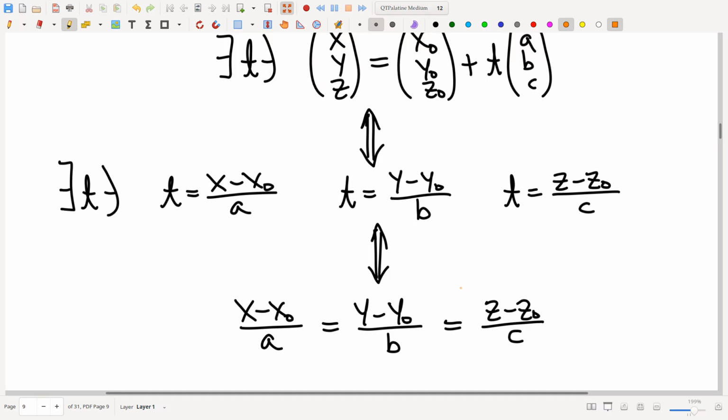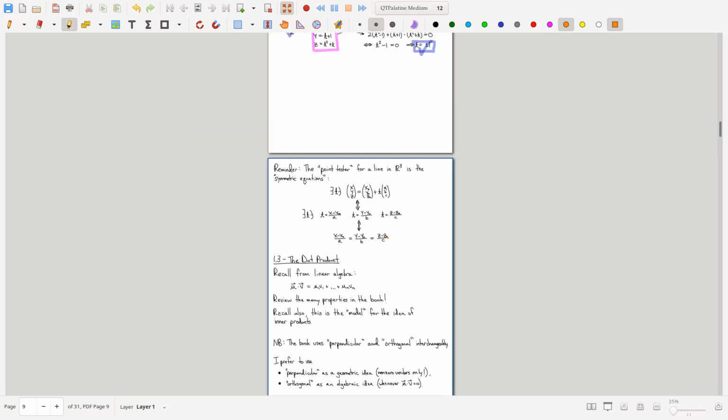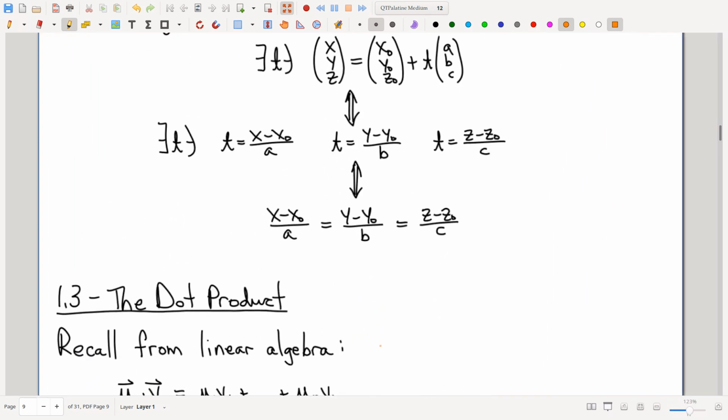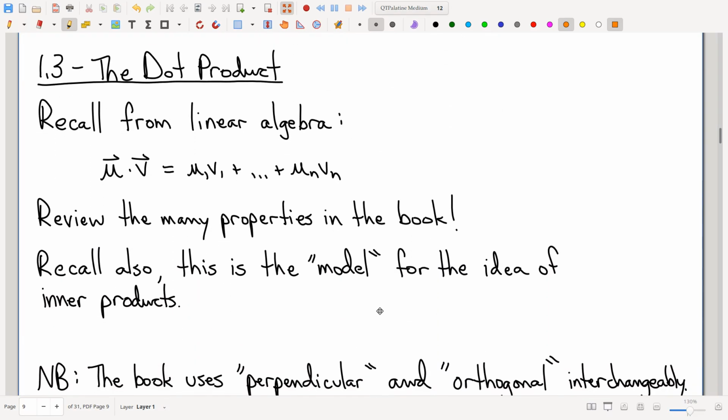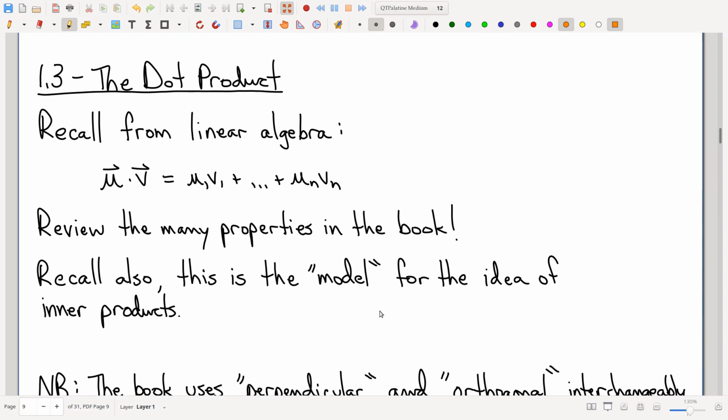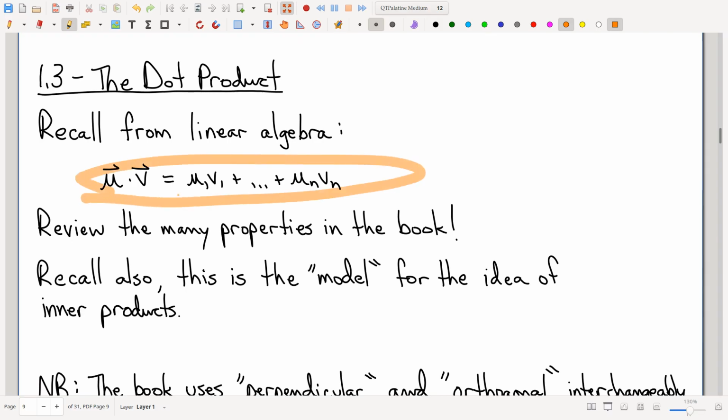Okay, moving along to 1.3, dot products. Y'all have seen dot products. I know you've seen dot products. So again, tough choices, we're going to move real quick through this. The old formula. Y'all remember all the properties, they're in the book. Don't forget this is a model for inner products. It's where inner products come from.